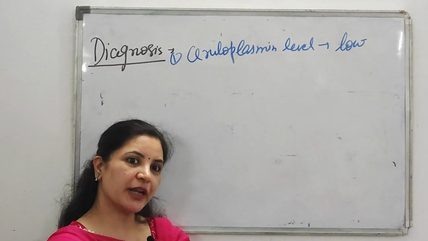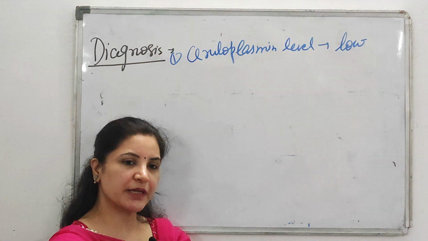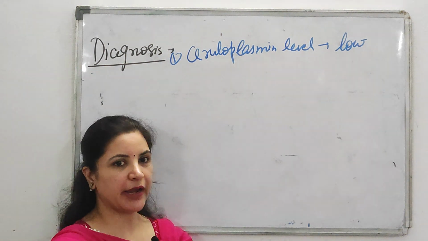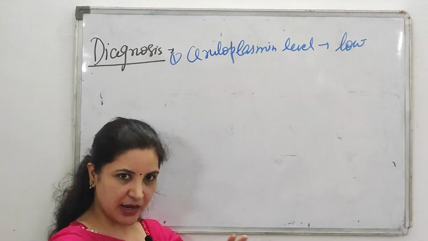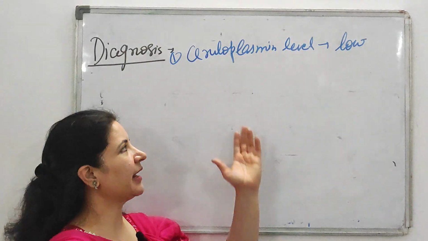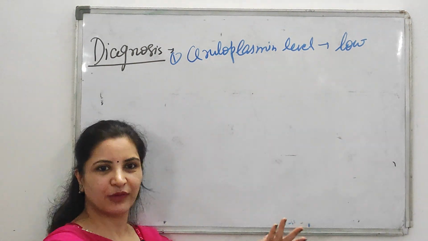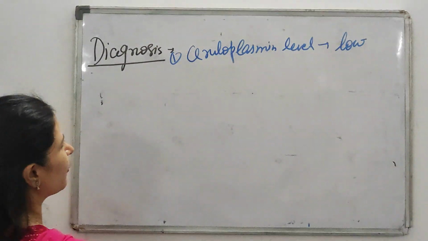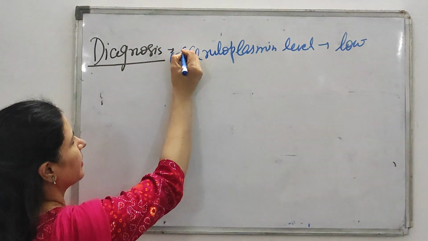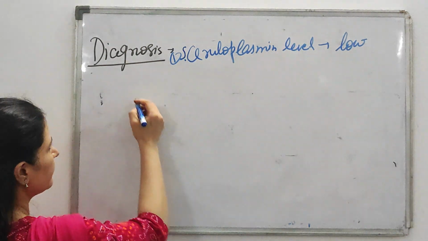And what is the function of the ATP7B gene? The ATP7B transporter protein helps in the incorporation of copper into ceruloplasmin. So if the ATP7B transporter is not there, will ceruloplasmin form? No. Then if ceruloplasmin is not there, the level will be low. Of course. Got it? So first you will check the serum ceruloplasmin level, and it is low.